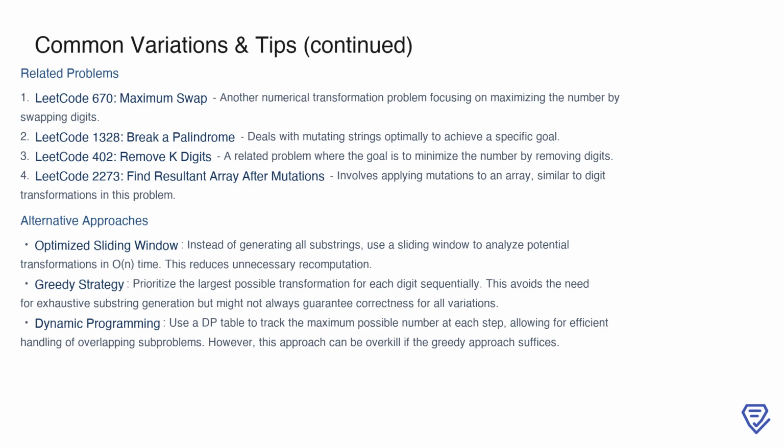To approach this problem from different angles, you could explore alternative strategies. For instance, an optimized sliding window technique allows you to analyze potential transformations in O(n) time, avoiding the inefficiency of generating all substrings. A greedy strategy could also be effective, where you prioritize the largest possible transformation for each digit sequentially. While this avoids exhaustive substring generation, it's important to ensure correctness in all variations. For more complex scenarios, dynamic programming can help by tracking the maximum possible number at each step. However, DP may be overkill for this problem if simpler strategies, like the greedy approach, are sufficient.